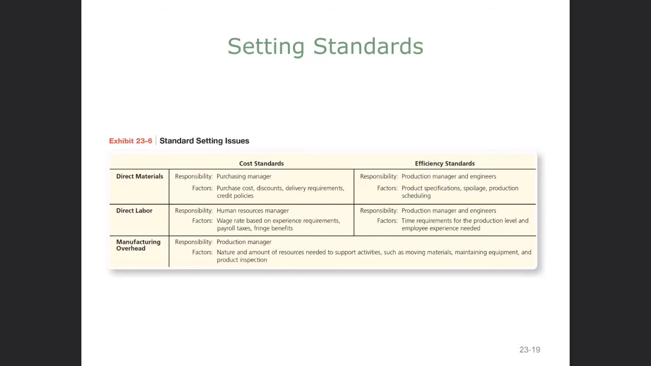Standard setting issues. Here we have some cost standards and also some efficiency standards, and this tells us some of the issues we could run into. For direct materials cost standards, the purchasing manager is responsible for ensuring our cost standards are right. Some factors they look at are the purchase cost, how much it cost us to purchase this, whether there were any discounts, any delivery requirements, and any credit policies.